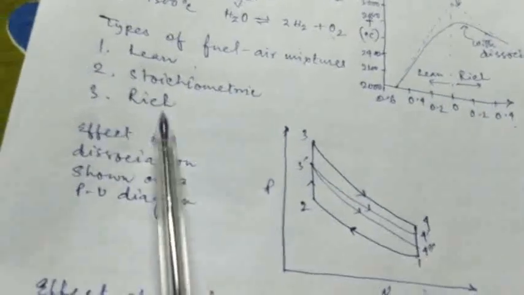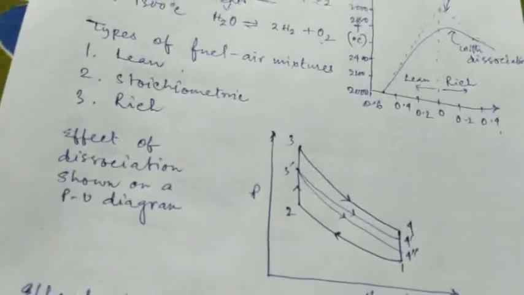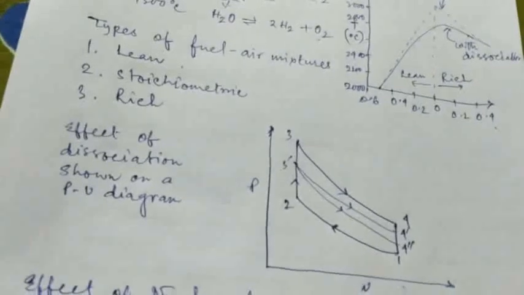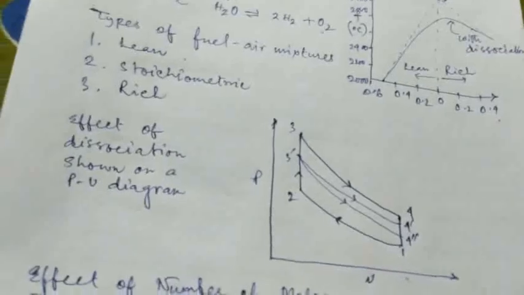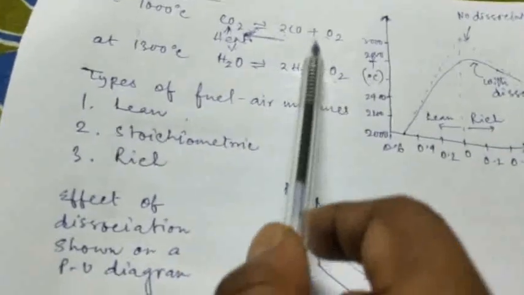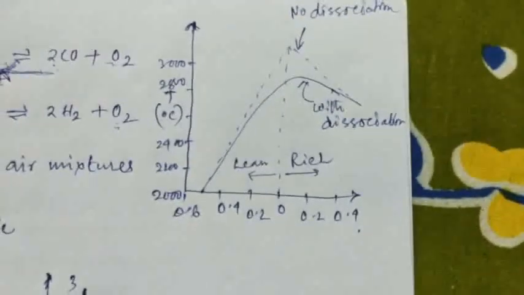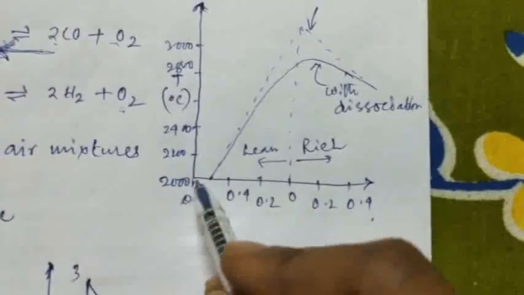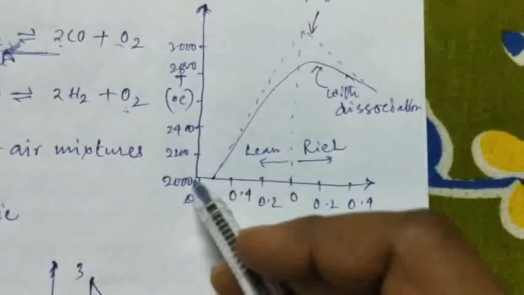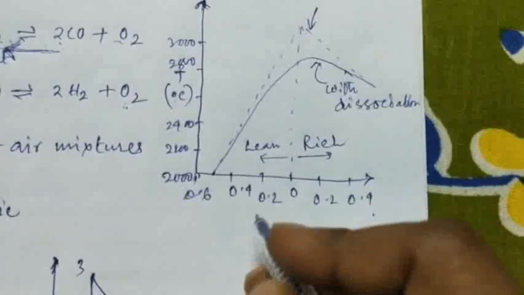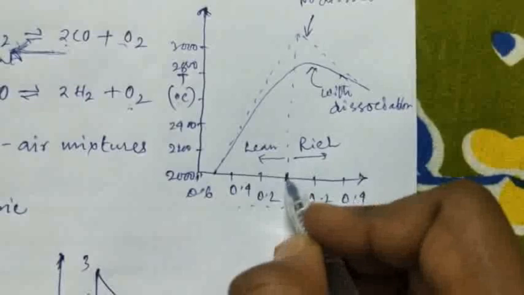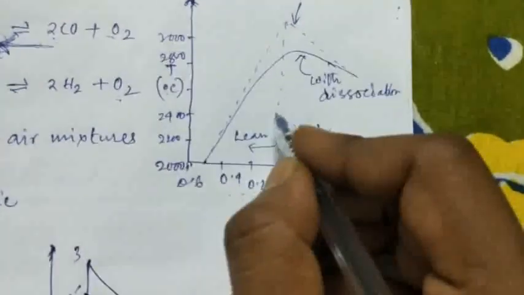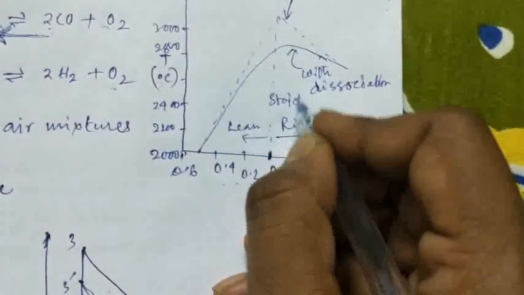Now as you know, in rich mixture there will already be CO and O2 molecules present. So the rich mixture will also prevent the dissociation, and this reaction generally occurs in the opposite direction. Now look into this graph. This graph is drawn in terms of temperature versus mixture type. In the mid section the stoichiometric line has been shown. This is stoichiometric.